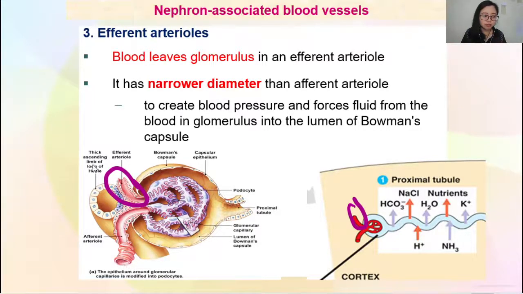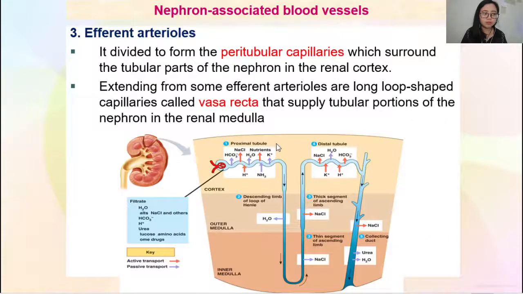Okay, yeah, so that's the part. It's the part that is going out. So this efferent arteriole, after it goes out from the glomerulus, it will be divided to form the peritubular capillaries, which surround the tubular parts of the nephron in the renal cortex.